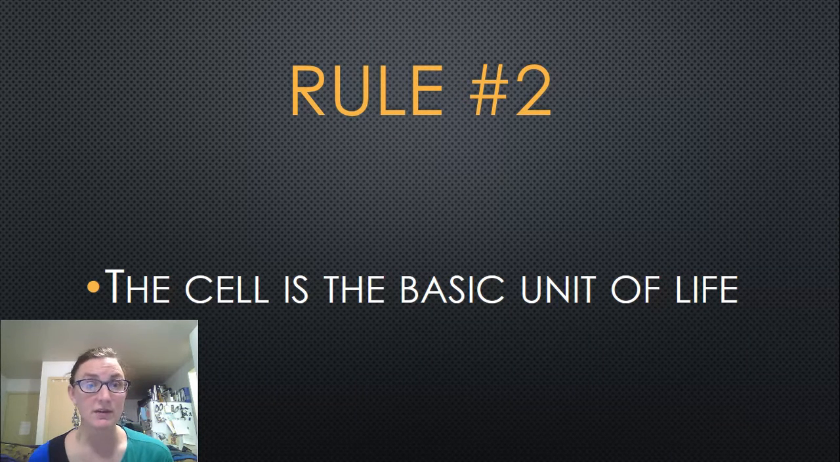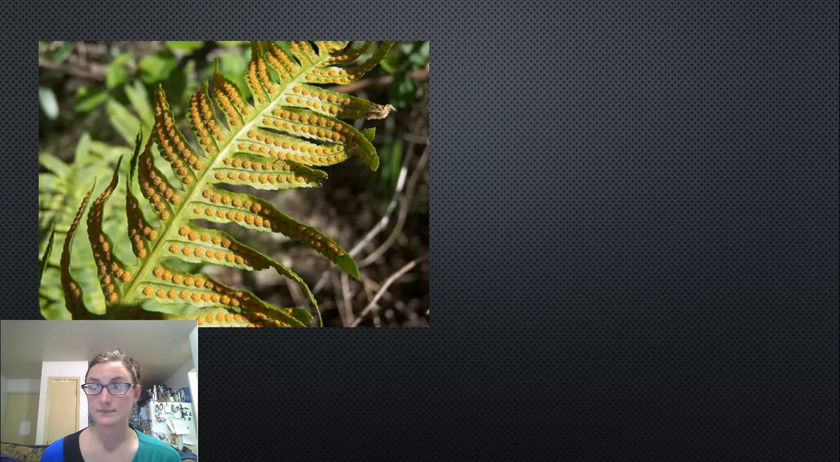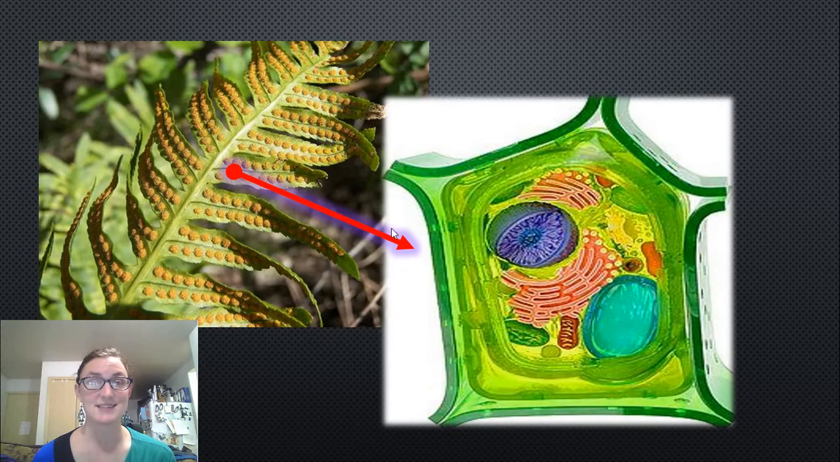Rule number 2. The cell is the basic unit of life. This means that the cell is the smallest organism in the world. So if you have an organism like this leaf here, the smallest part to that organism is the plant cell, right here as you can see.